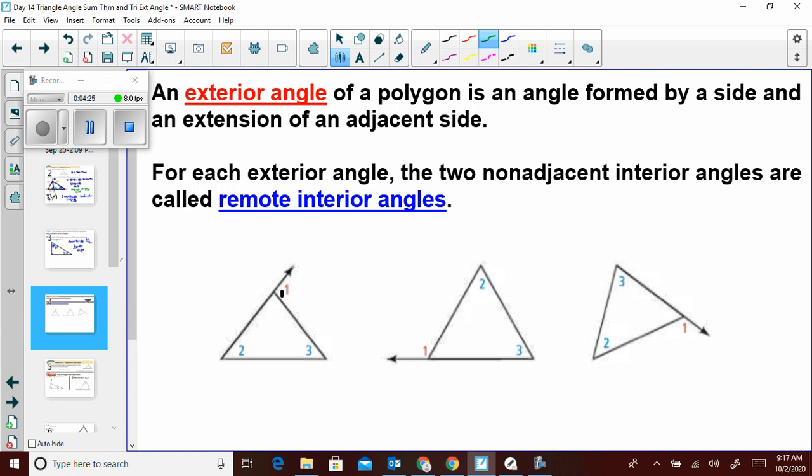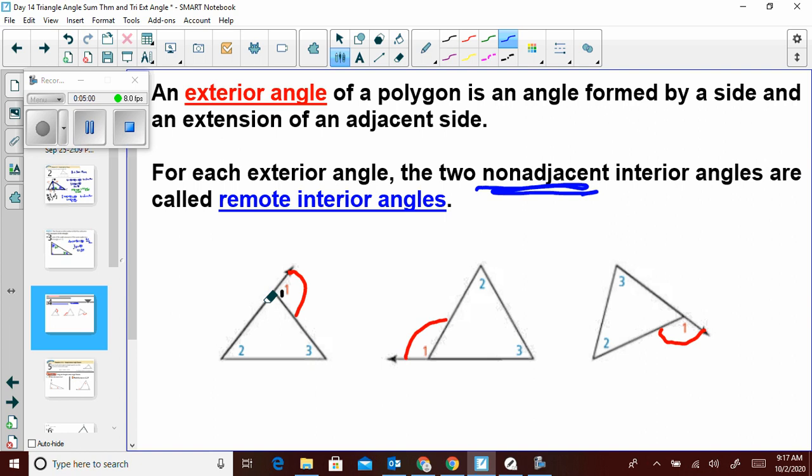We need a little bit of vocab here to do this. We have an exterior angle and we have remote interior angles. The exterior angle is just when you take a triangle and you extend the line out. The angle formed is the exterior angle, angle 1. Whenever you create an exterior angle, you have two remote interior angles, which are the non-adjacent angles, not next to it.